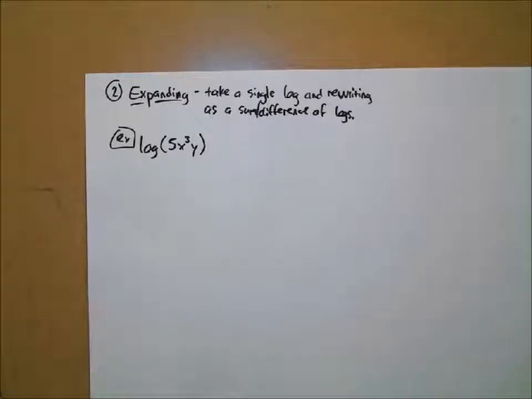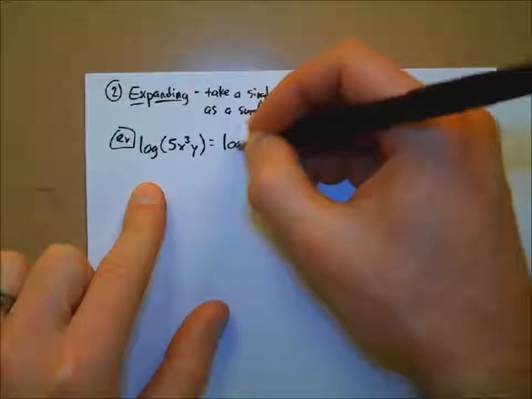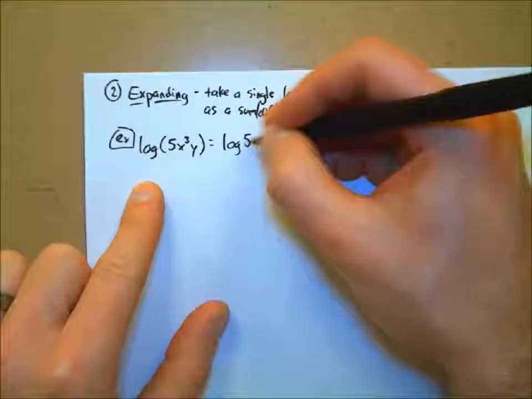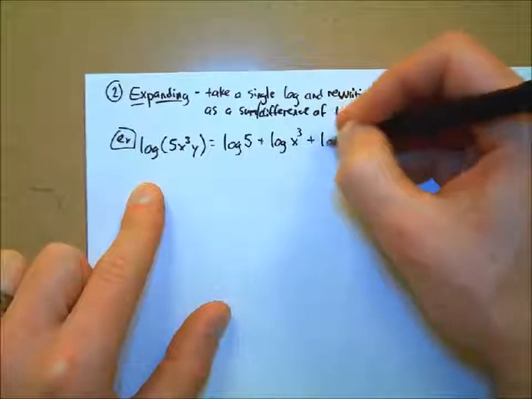Okay. Now, we have how many things being multiplied together here? 3, 5, x cubed, and y. And so, since it's all a product, right, it's times and times, we can change those from multiplication to what? Addition, right? And so we'll just say, well, it'll be log of 5 plus log of x to the third plus log of y.